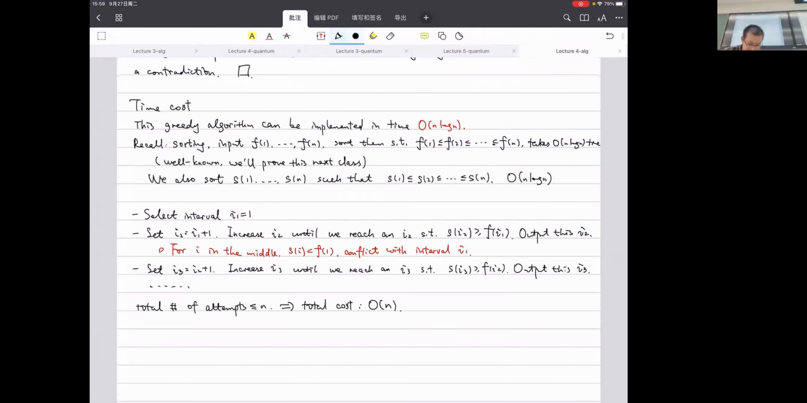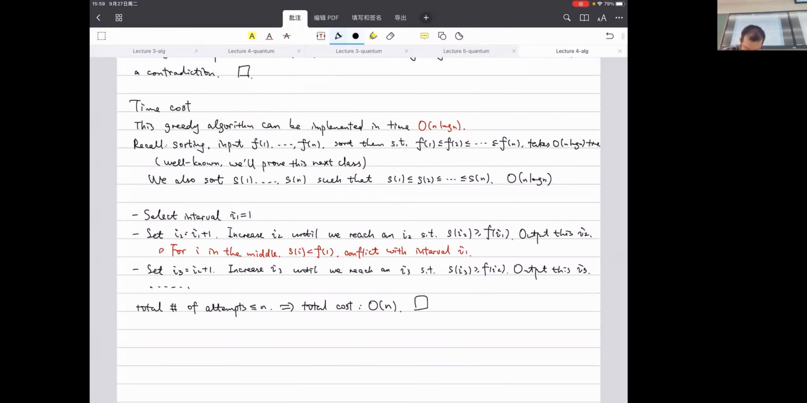And this finishes the argument that the time cost of this interval scheduling problem is O(n log n). It is a bit more expensive than O(n), by a log n factor, but the main cost is actually sorting by the finishing time. Okay, so this finishes the argument for the interval scheduling problem.